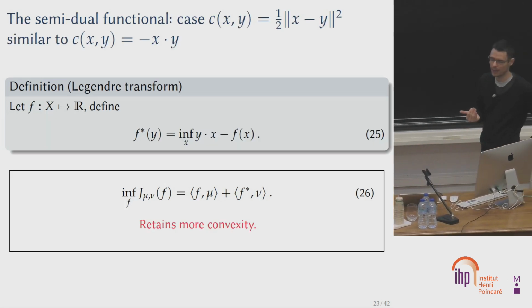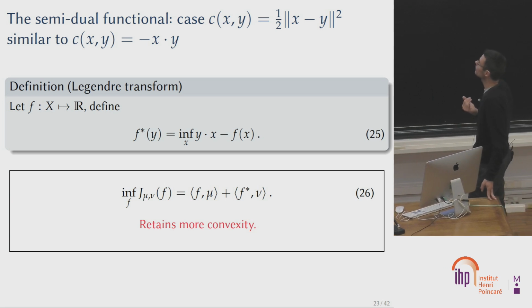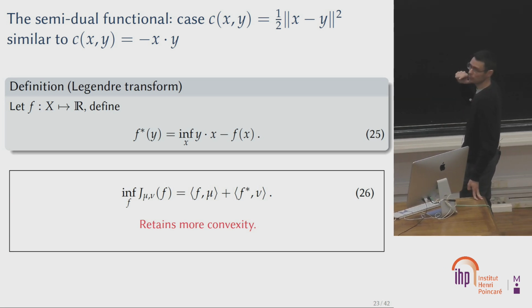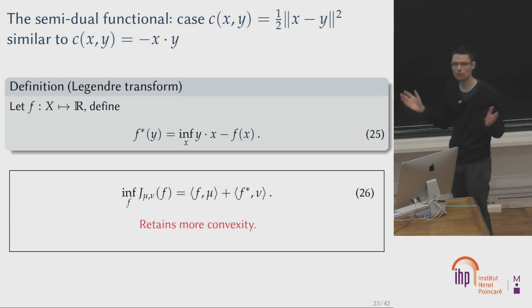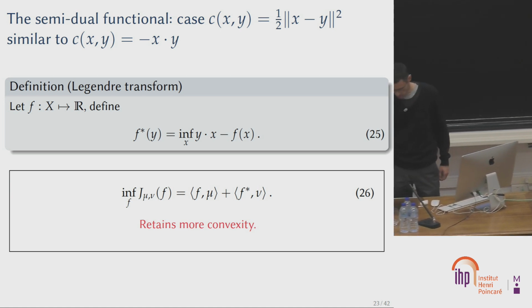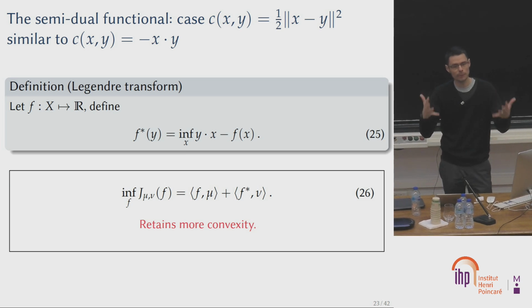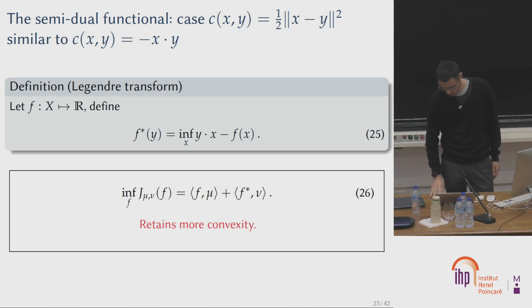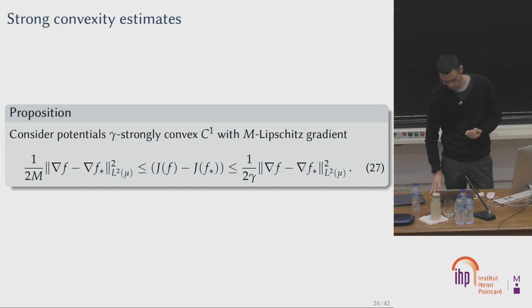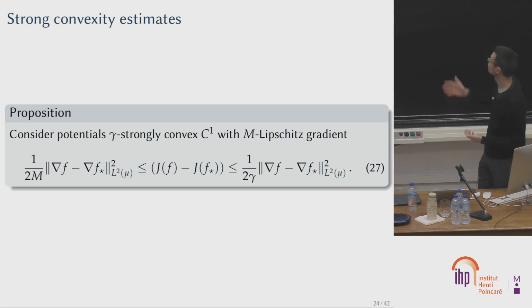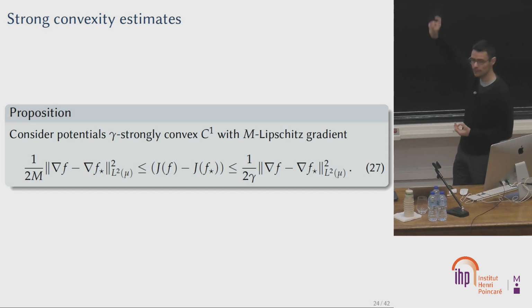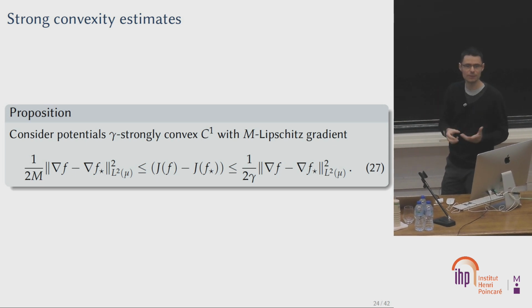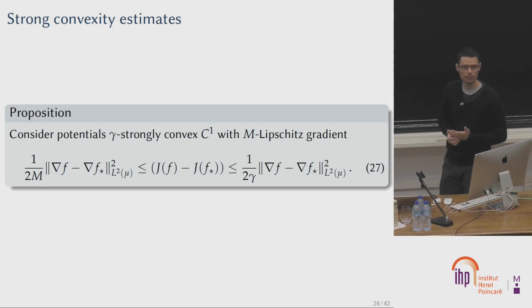So in the case I study, it's the square distance, but it can be reduced to the dot product between x and y, because x squared and y squared are some sort of null Lagrangian in the cost. So you get rid of that. It's equivalent to this problem. And here you can pre-optimize on the potential f. You get f star, the Legendre transform. It retains more convexity. So this is the kind of bound you can prove. You see that by having estimates on the semi-dual, you have estimates on the L2 norm between the maps.